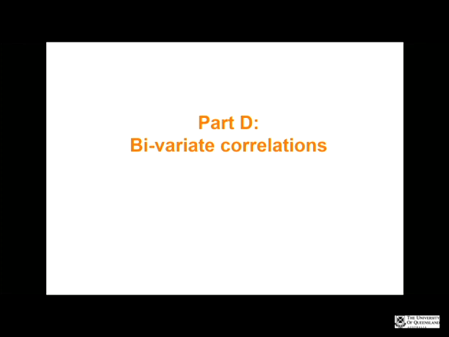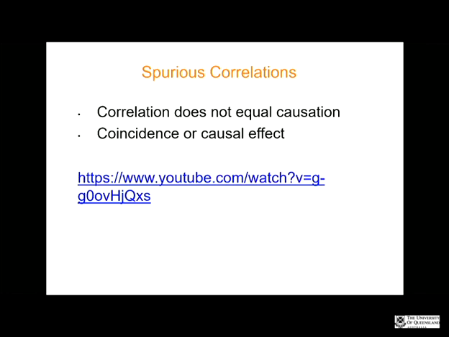Okay, so this last part of the lecture we're going to talk about bivariate correlations. This is another thing that's in the prac. Again, they like to have big words for things. Bi meaning two variables, and correlation, do they have some sort of relationship, do they move in similar ways? Okay. Now, correlation doesn't equal causation.